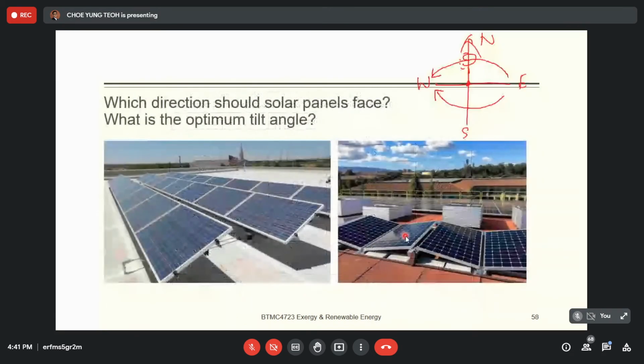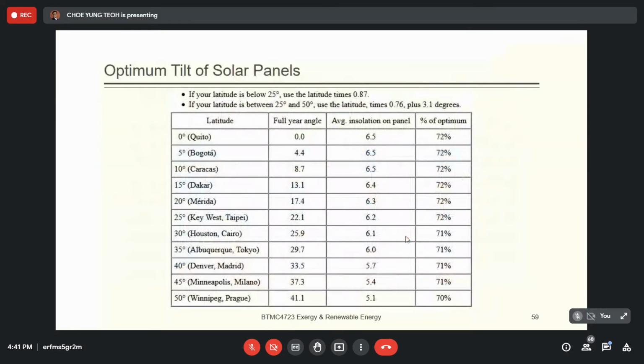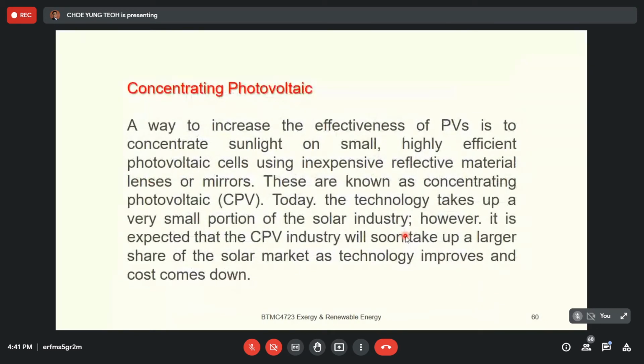Okay, then I think that's all for the calculation and design of the solar system. Then we go through a little bit before we complete this chapter. The next one is about concentrating photovoltaics. This is a way to increase the effectiveness of photovoltaics, by concentrating sunlight on a small, highly efficient photovoltaic cell, which we have in the East Campus, using inexpensive refractive material, lens, or mirror. These are known as concentrating photovoltaics, CPV. Today, the technology takes up a very small portion because it's still very expensive and not cost effective.